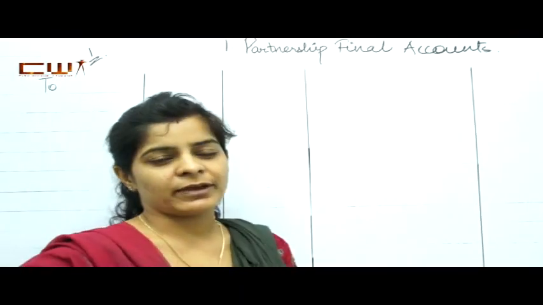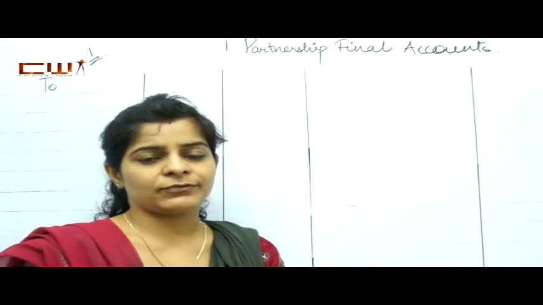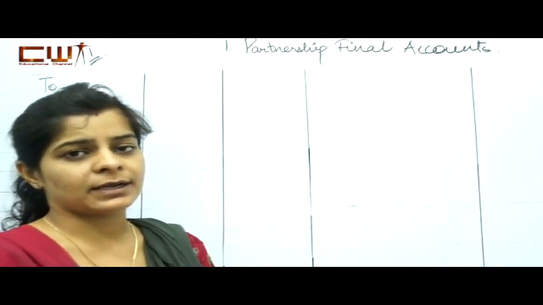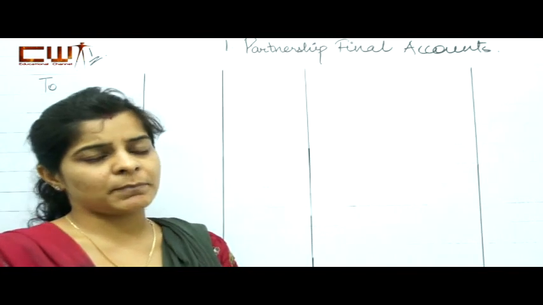Class on partnership final accounts. That is your first chapter of the textbook. And firstly, before starting off with the numerical portion, I would like to tell you something about the final accounts. Final accounts comprise three things. First is preparation of trading and profit and loss account, capital accounts and balance sheet.